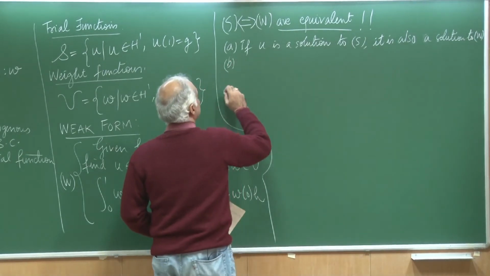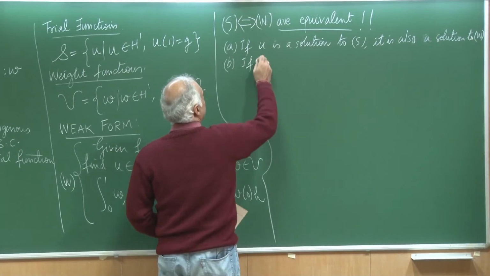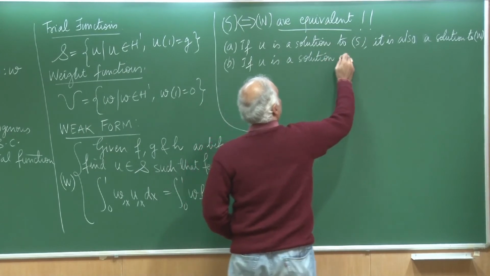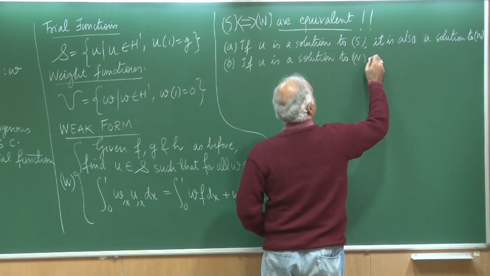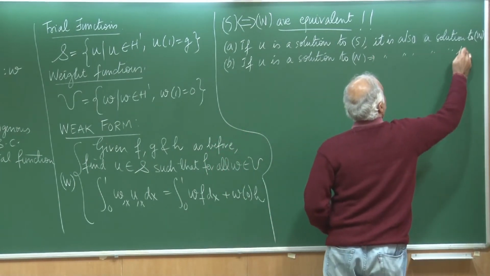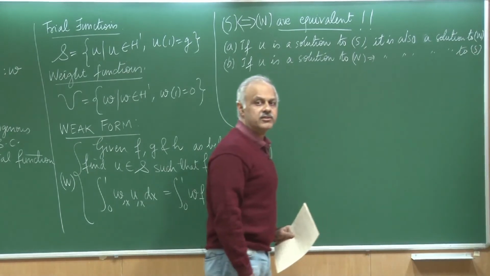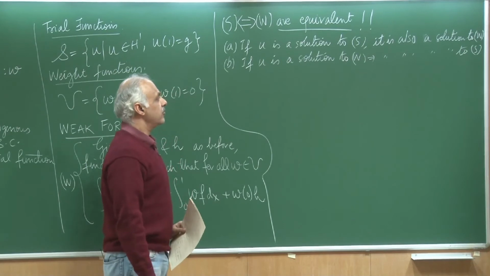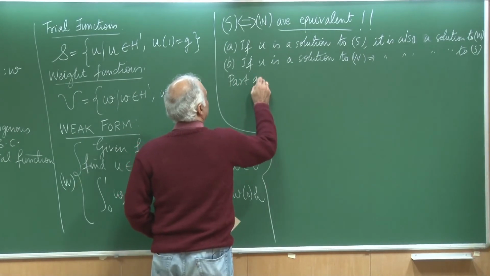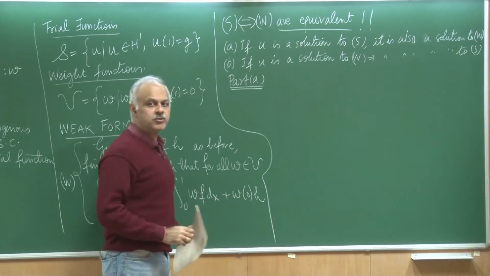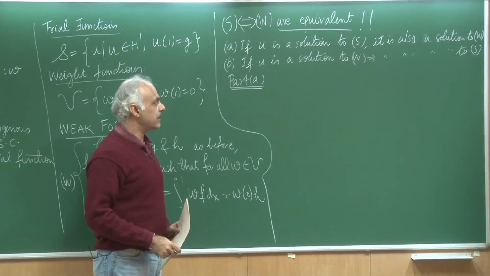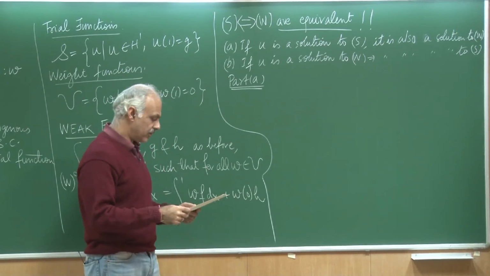The next part of the proposal is the reverse: that if U is a solution to the weak form of the problem, then it implies that it is also a solution to the strong form of the problem. Okay. So, we are going to show this now. So, the first step is part A. We will assume that U is a solution to the strong form, and we will try to show that it indeed satisfies the weak form also.